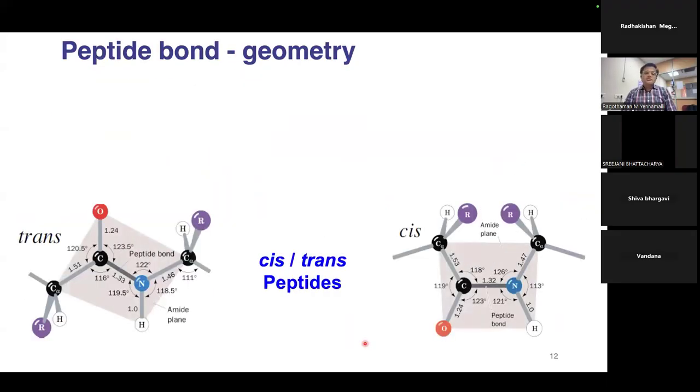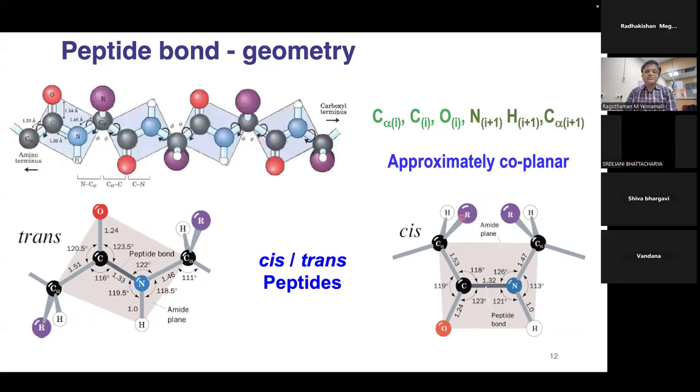Now, the peptide bonds, even though they are still planar, can have either a trans configuration or a cis configuration. Both are technically possible, but in proteins we see a trans configuration more often, because in a cis configuration the R groups will clash with each other, especially if they are non-glycines. If it is glycine, then the R group is simply a hydrogen, and so there is a lot of space for two glycines to be placed one next to another in a cis configuration.